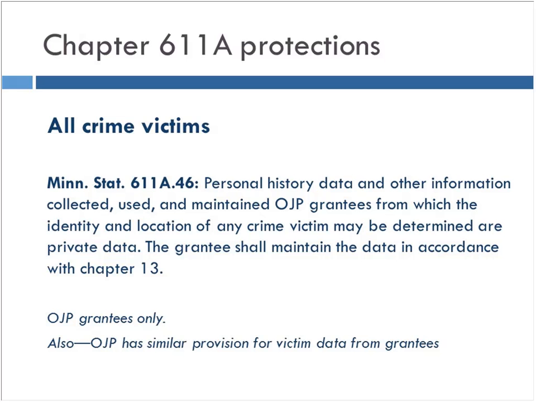And this also, under 611A.46, the Office of Justice Programs itself has a data protection as well. And that says that if we get victim data, say, from grantees related to an emergency fund request or related to reparations or different things, if we have victim data within our office for our operations because of the jobs that we do, that also is private data, and we must maintain that data in accordance with Chapter 13.